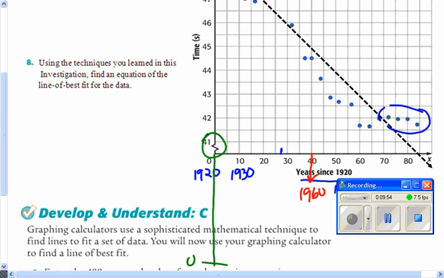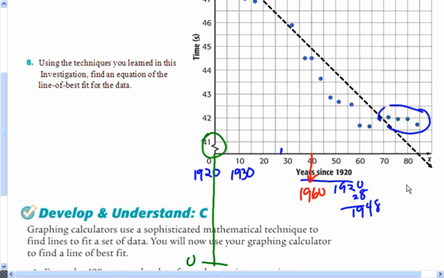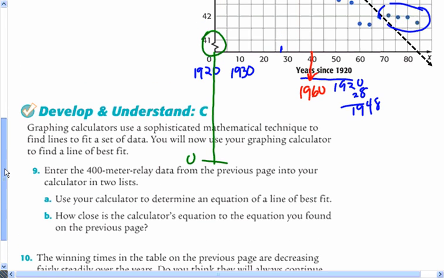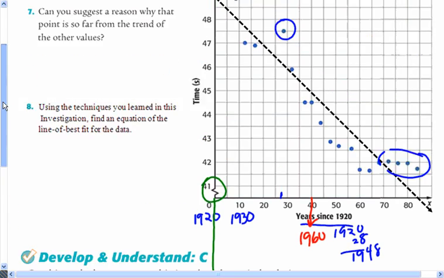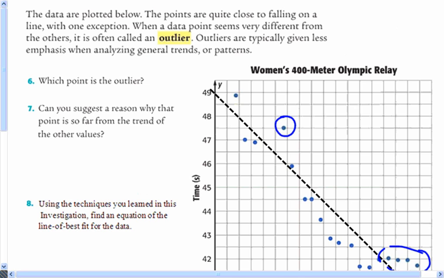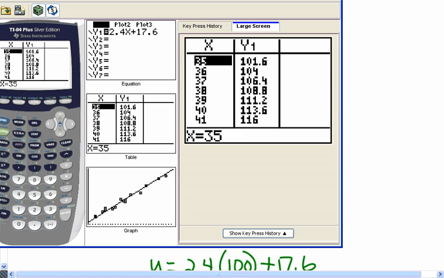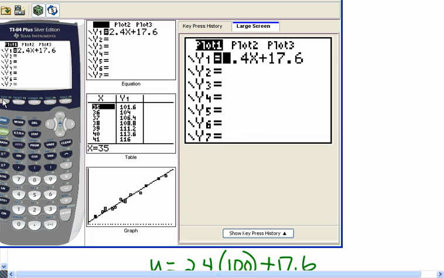All right, so I'm going to go back to that other data and show you how to use your graphing calculator to come up with an equation, and then in class we'll do this problem with the winning times. But as long as I already have that data in my calculator, here's the equation that we came up with, 2.4x plus 17.6.